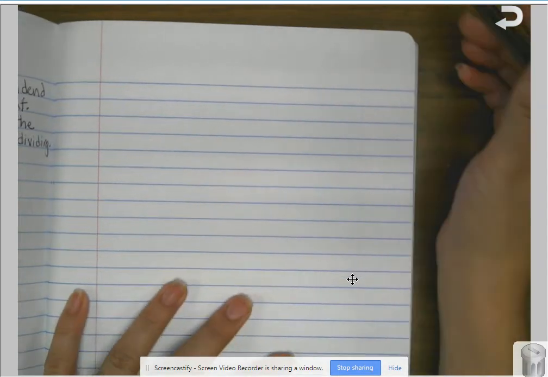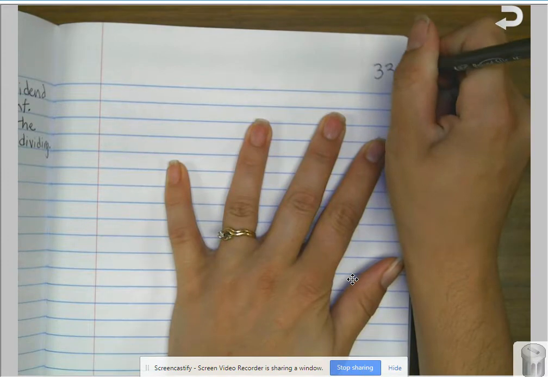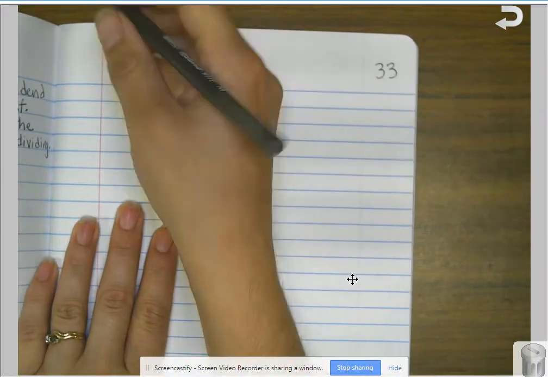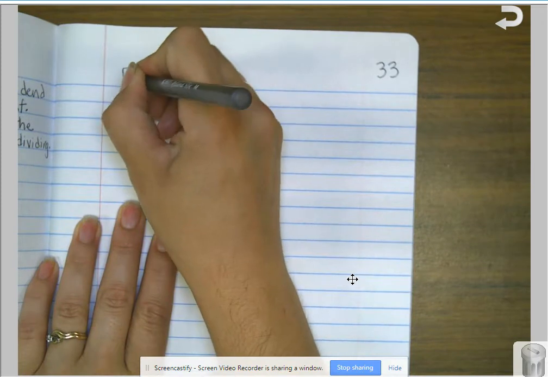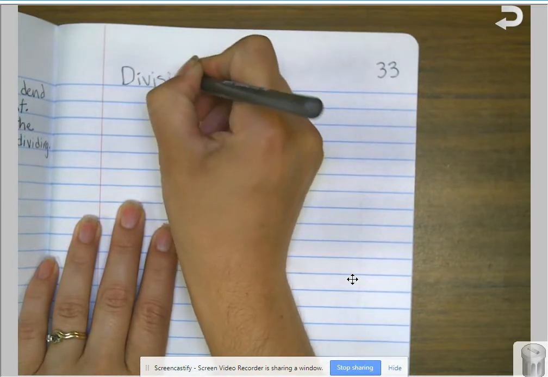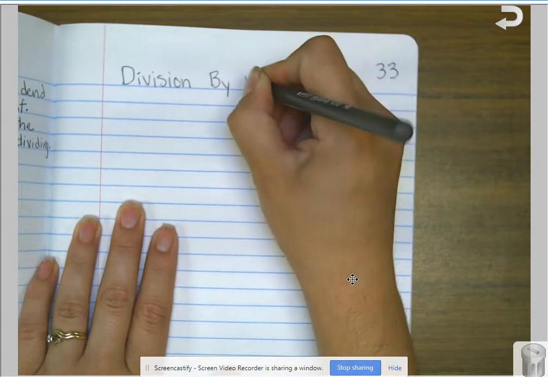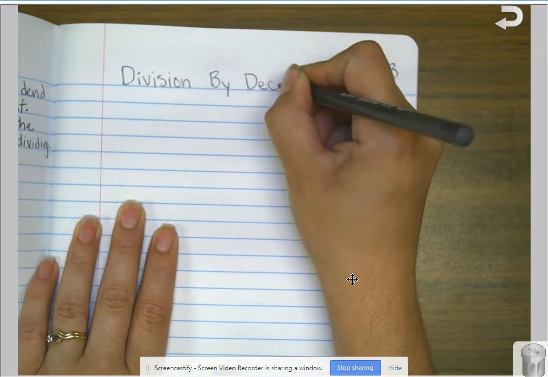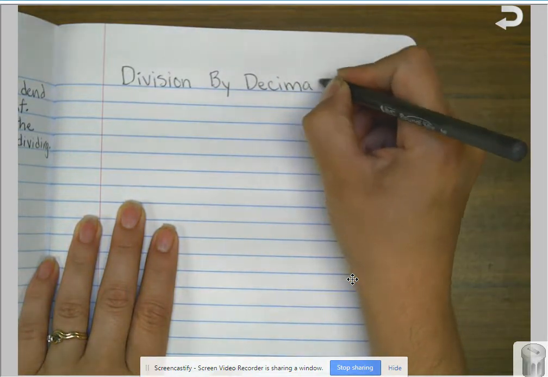Okay, these notes are page 33. Make sure you give it that page number. And the title for this one is going to be Division by Decimals. So the difference here is we're not just dividing decimal numbers, we are actually going to be dividing by decimal numbers.